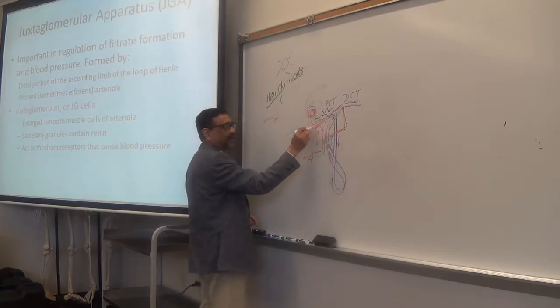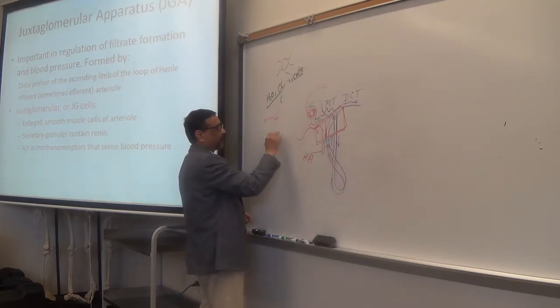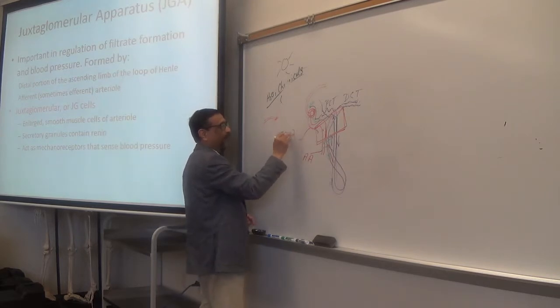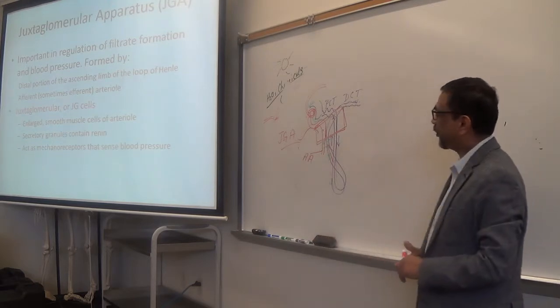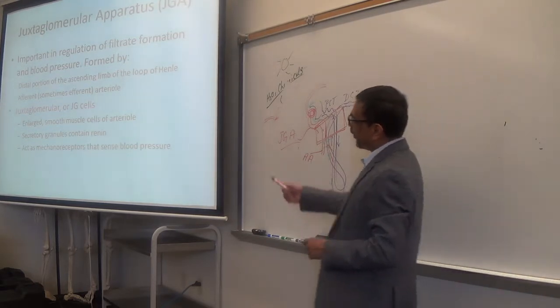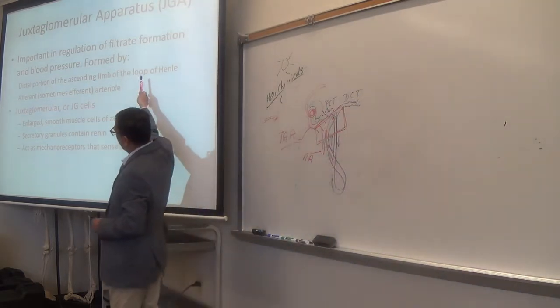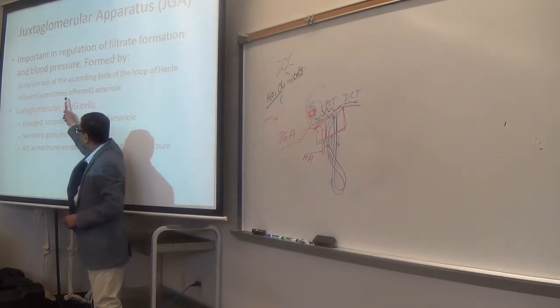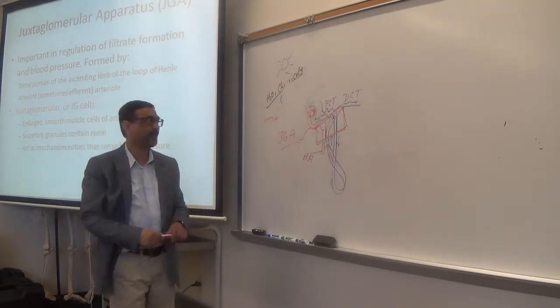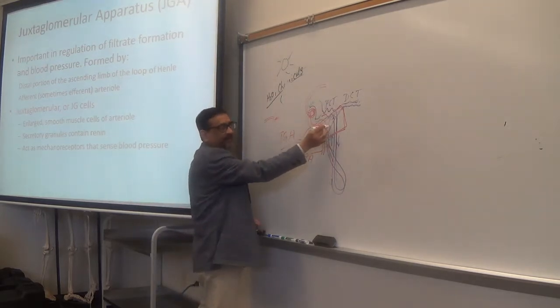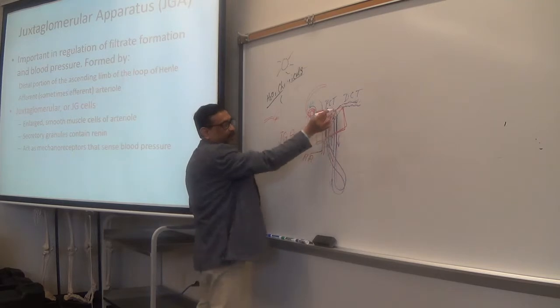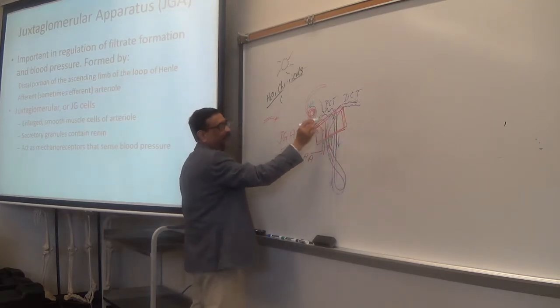And that is the juxtaglomerular apparatus. That means juxtaglomerular apparatus is formed by the distal portion of ascending limb of loop of Henle and part of afferent arteriole. Make sense? This is afferent arteriole, this is the distal part, end part of ascending limb of loop of Henle.